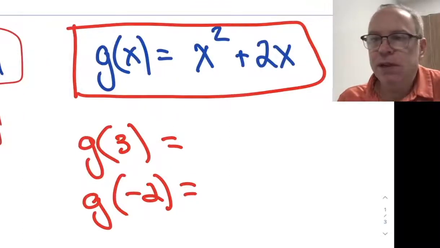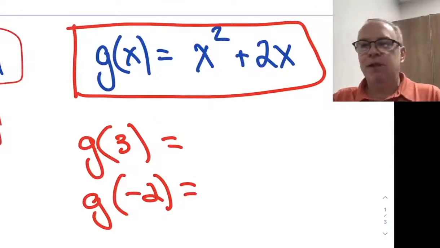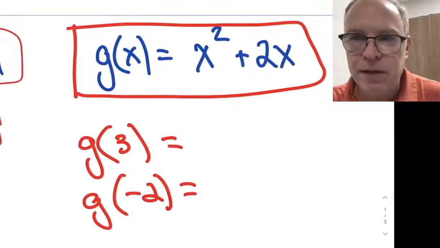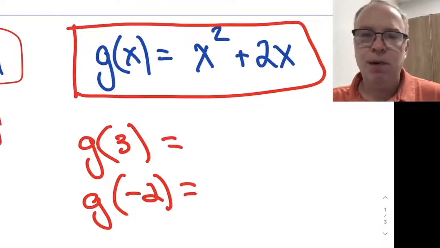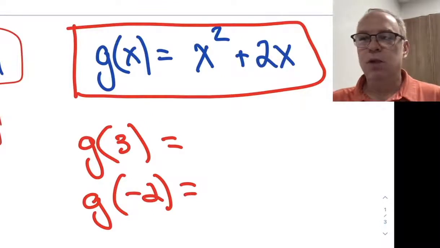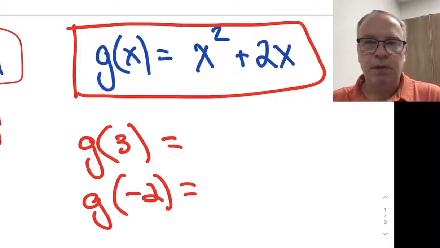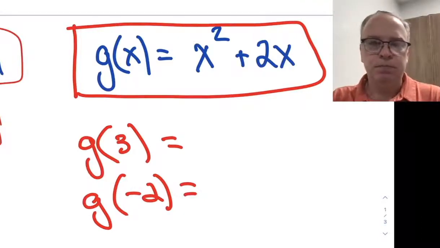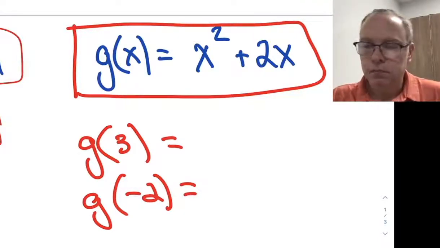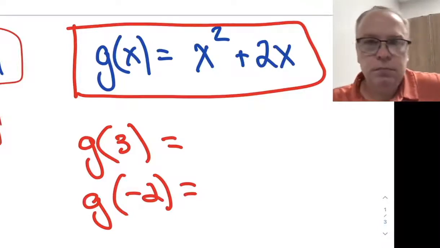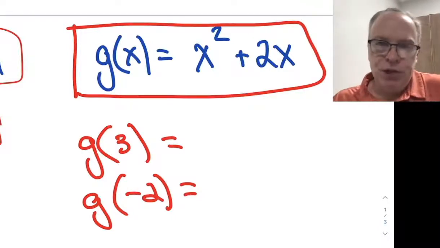All right, I'm seeing 15 and 0. Did anyone get a different number? This is my poker face. Did anyone get a different number for the second one, g of negative 2? Anyone get a different number, g of negative 2? All right, let's check the first one.